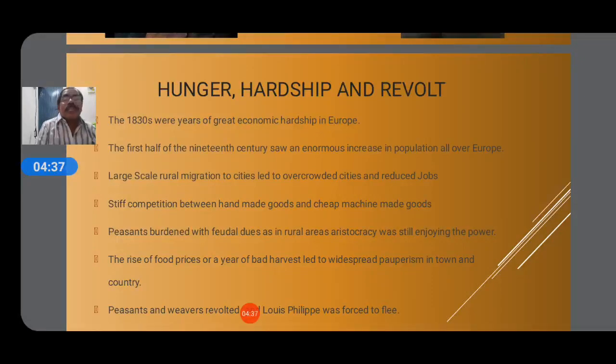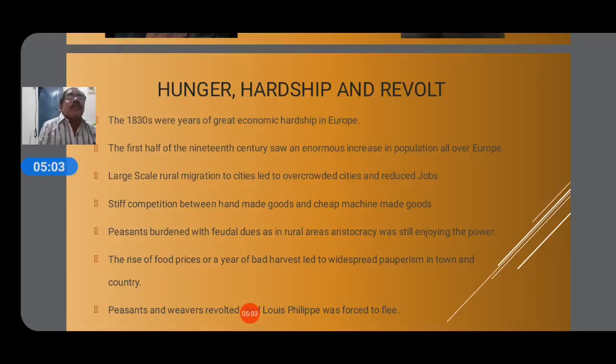A stiff competition between the handmade goods and cheap machine made goods. That too, due to industrialization, many industries started with the help of machines. They are producing cheap machine made goods. With that, a severe competition between the handmade goods and cheap machine made goods.